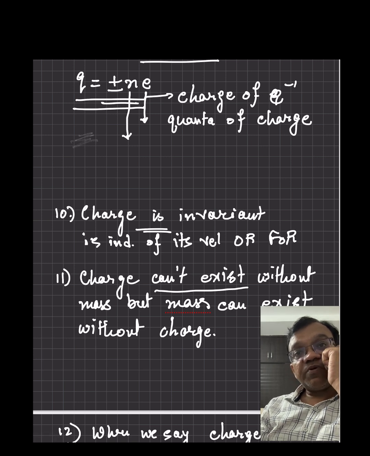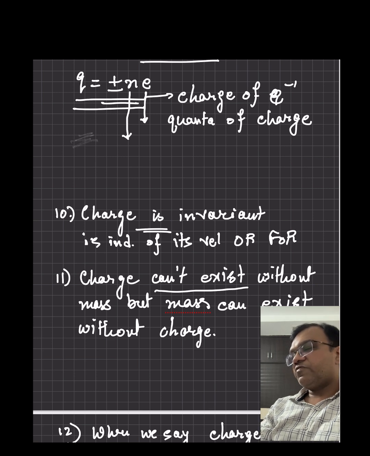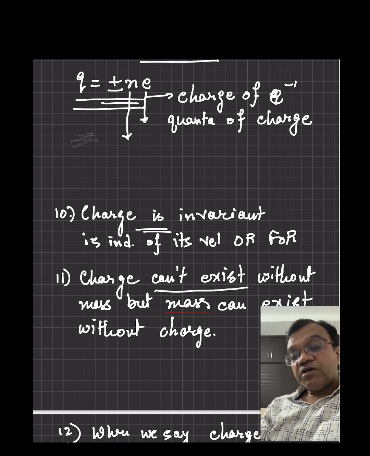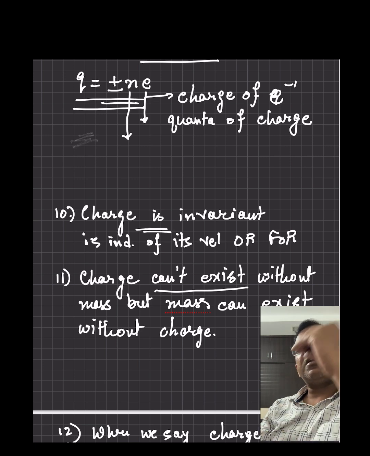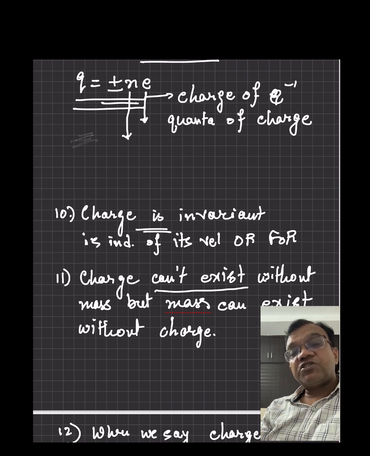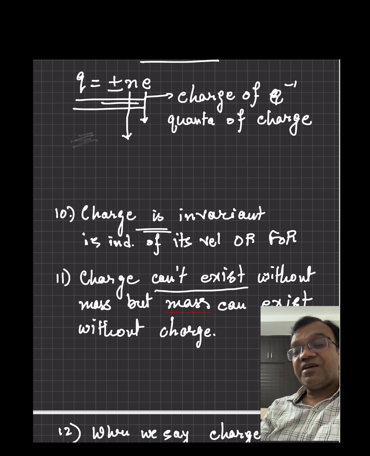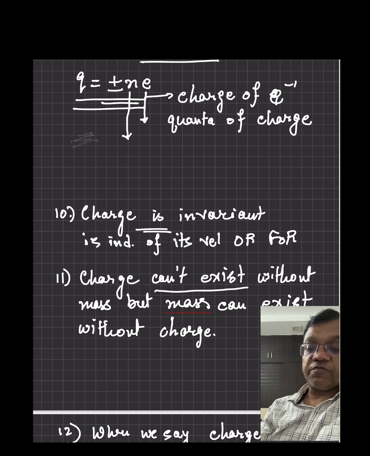Next, we have that charge is an invariant physical quantity. It means it is independent of the frame of reference. It is independent of the velocity of the charged particle. One particular charged particle, seen from any frame of reference, is going to have the same value. Charge is not like mass in relativistic physics. Mass depends upon the velocity, but here it is nothing like that. Charge is invariant. Its value remains the same in all inertial frames of reference.